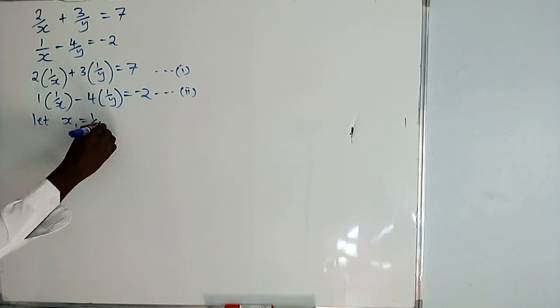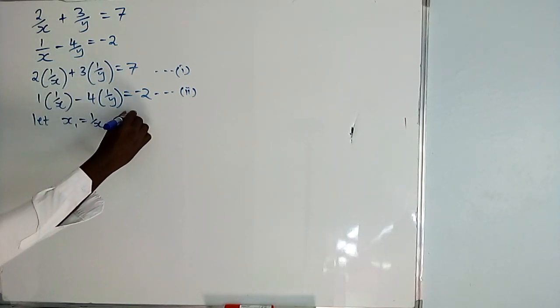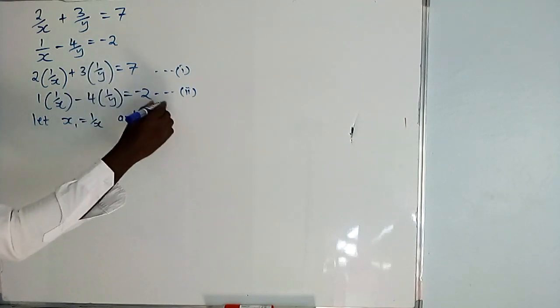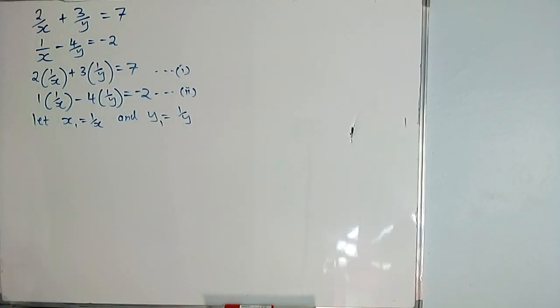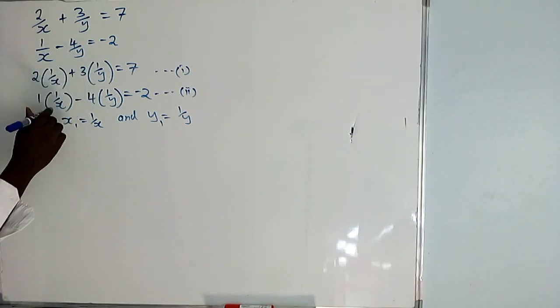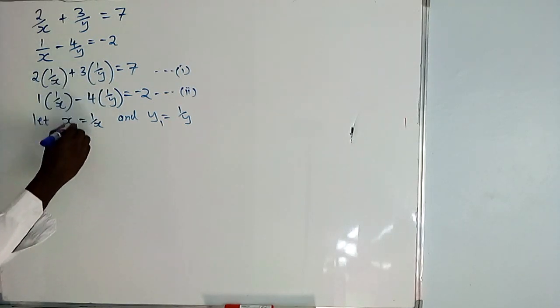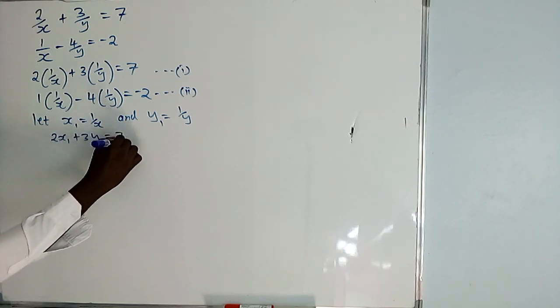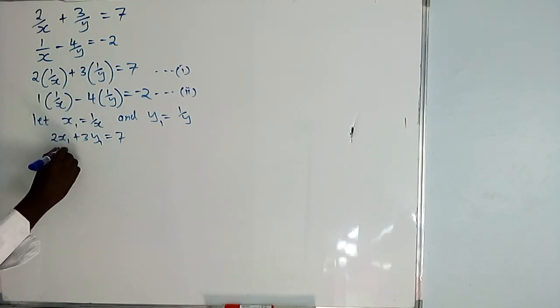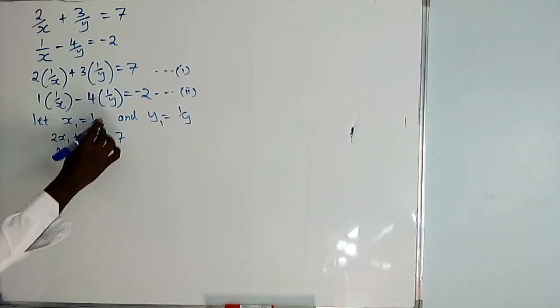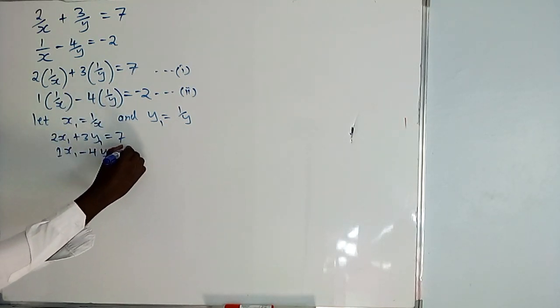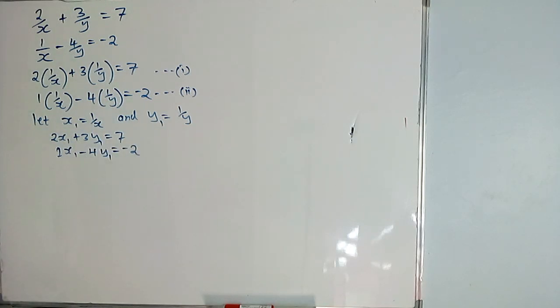So you say let x1 be equal to 1 over x and y1 be equal to 1 over y. Are we together? Having done that, we now substitute the values of x1 and y1. Wherever they say 1 over x, you put x1. So in the first equation there, we have 2x1 plus 3y1 is equal to 7. Then the second equation, we have 1x1 minus 4y1 is equal to negative 2. Now you can solve those simultaneous equations either by substitution or elimination, isn't it?